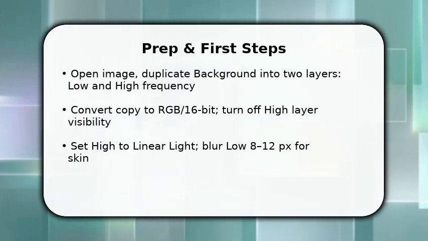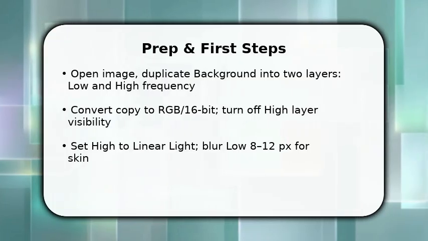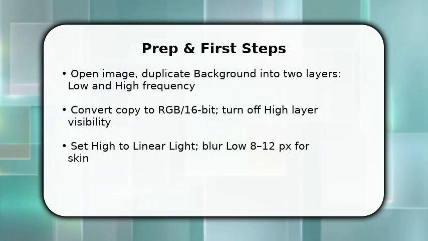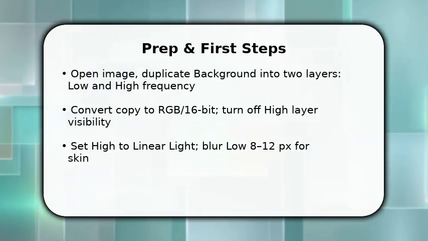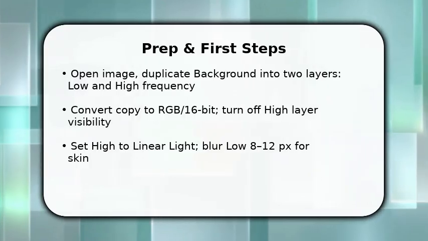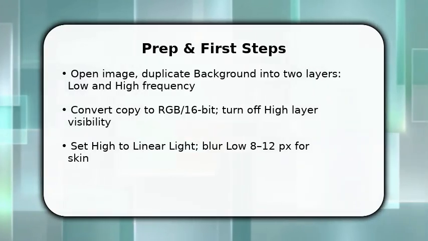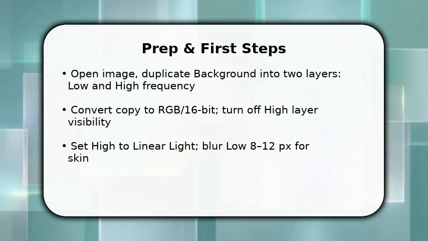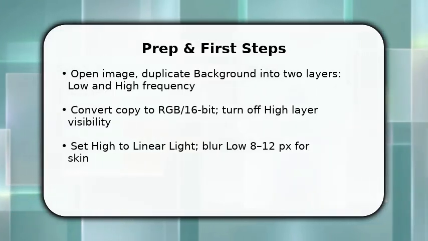You start fast: open the photo and duplicate the background twice, label them low and high. Convert to 16-bit if available for smoother blends, then hide high. On low, apply a Gaussian blur around 8 to 12 px to remove small texture while keeping color. Once done, make high visible, set its blend mode to linear light, and apply image to subtract low.